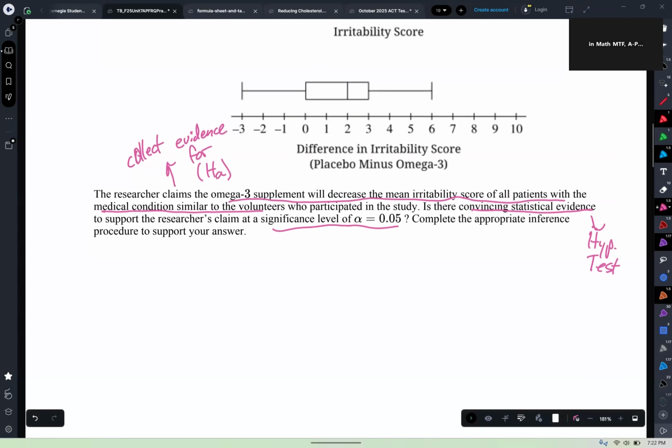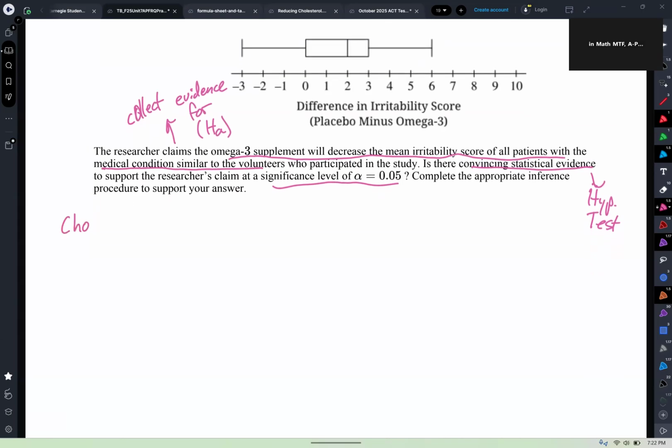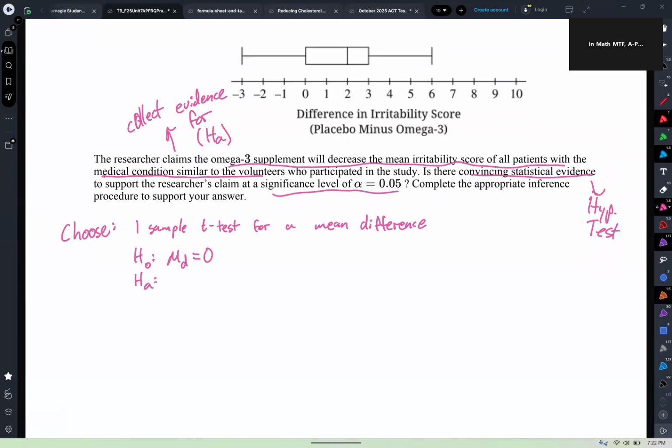All right. So choose. I've got a matched pairs design. So I'm going to do a one sample t test for a mean difference. And so my null hypothesis is that mu sub d is equal to 0. My alternative, so he claims the omega-3 supplement will decrease the mean irritability with the medical condition similar to the volunteers.